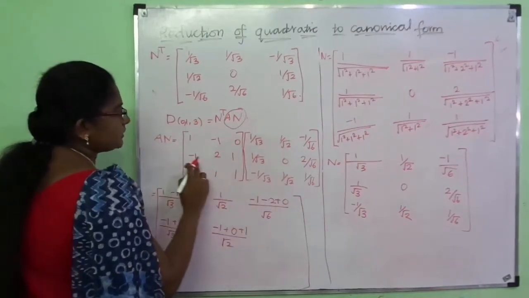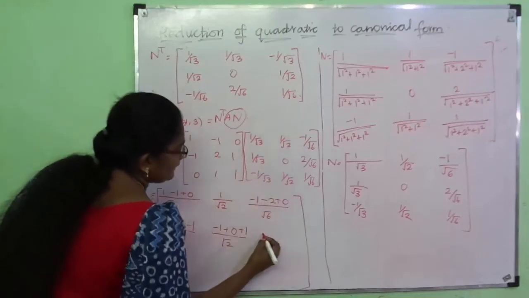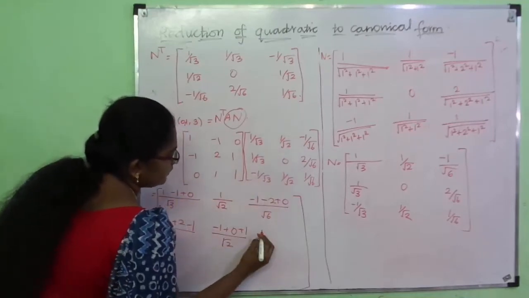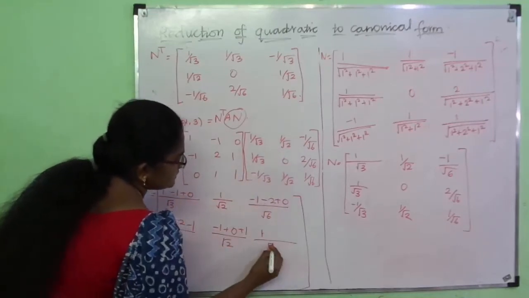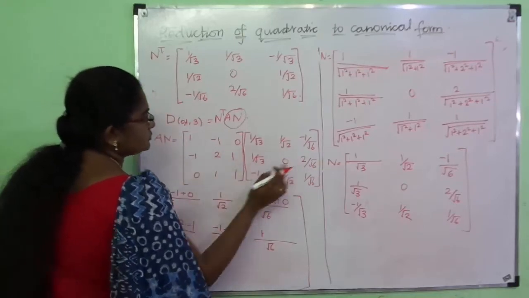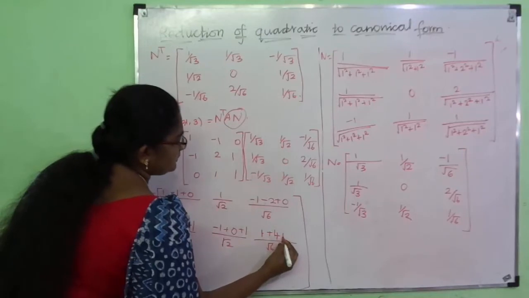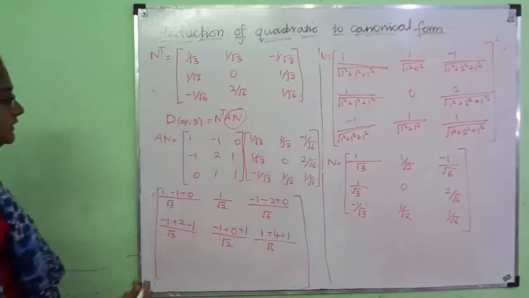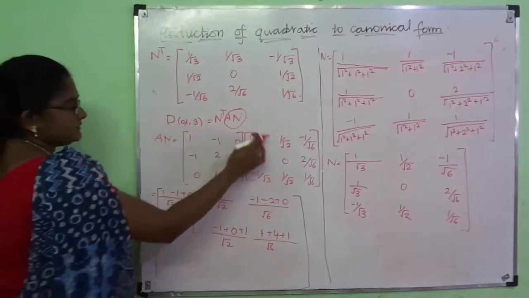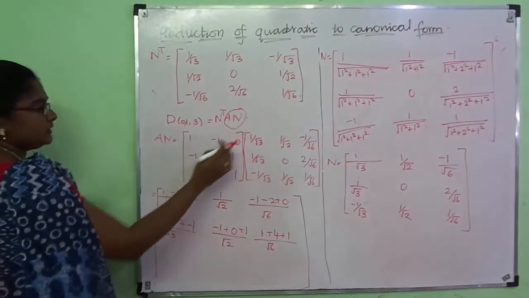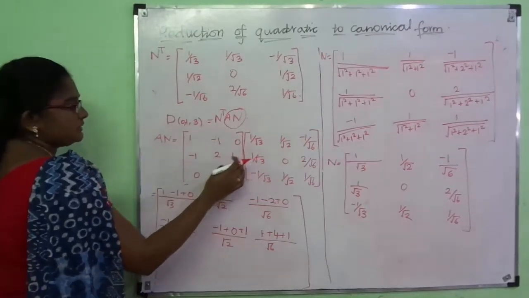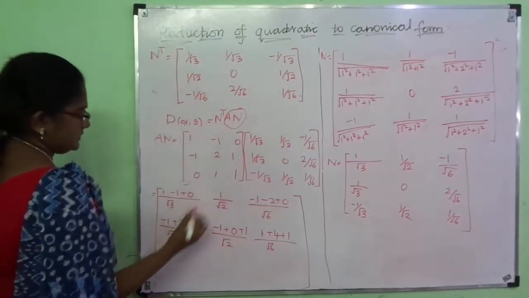Second row and the third column. Minus 1 into minus 1 by root 6 will be 1 by root 6. 2 into 2 by root 6 will be 4. 1 into 1 will be 1. Then the third row and the first column. 0 into 1 by root 3 will be 0. 1 into 1 by root 3 will be 1 by root 3.